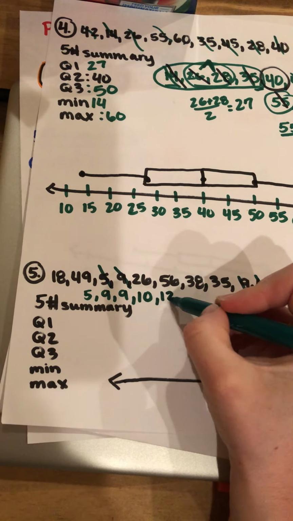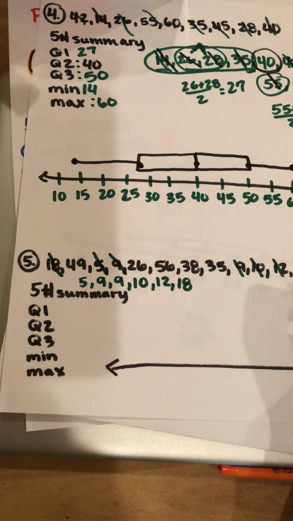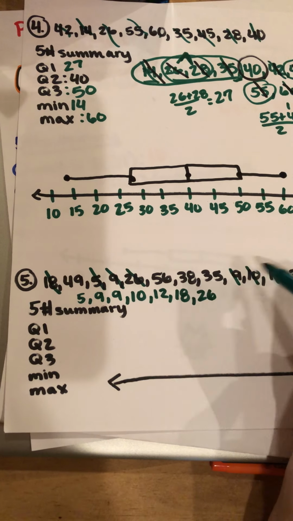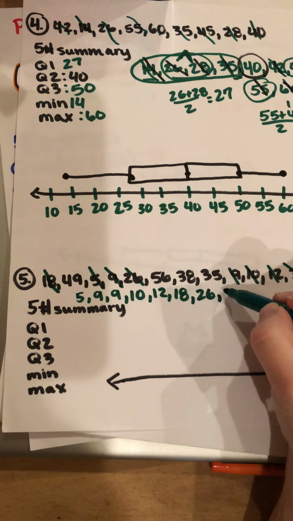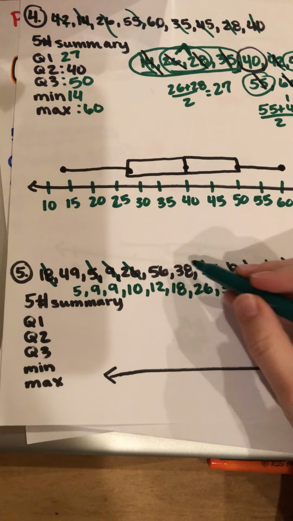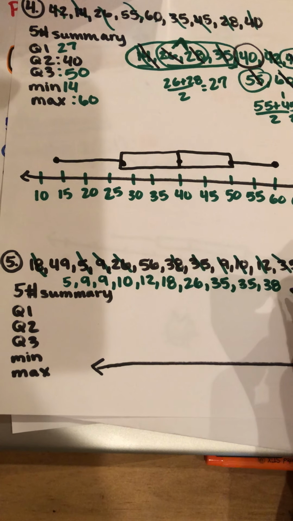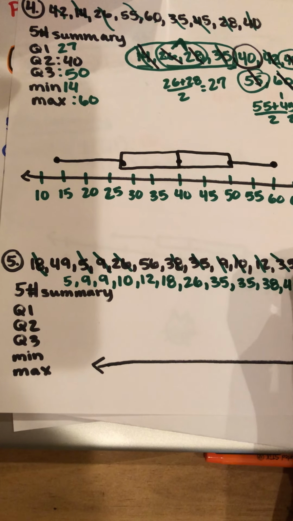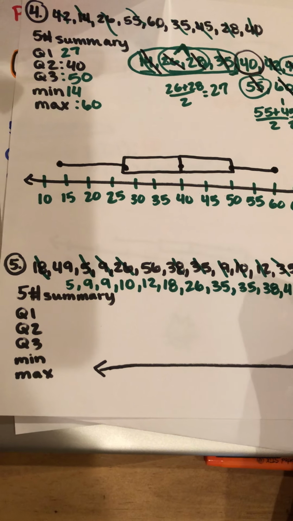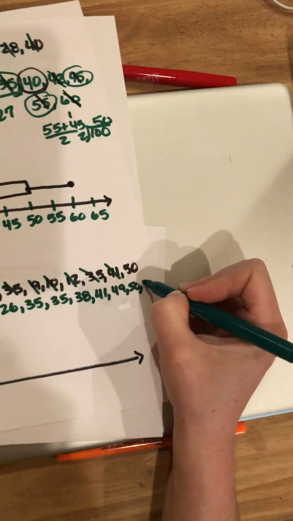12, 18, the other numbers, 26. I just don't want to mess this up or I'm in trouble. You should really be using a pencil. 35, two 35s, 38, 41, 49, 50, and 56. Going to squeeze that in there.